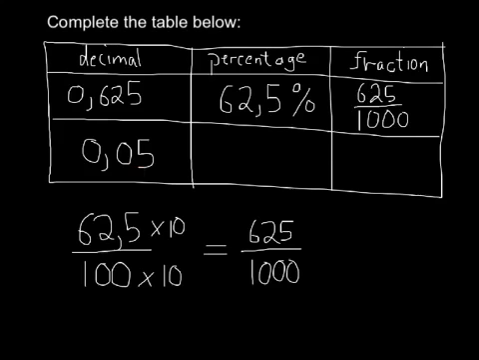So as a fraction, that should be relatively straightforward. We're just going to write that as 5 hundredths, and as we know, a percentage is a hundredth, so it must just be 5%, and we're done.